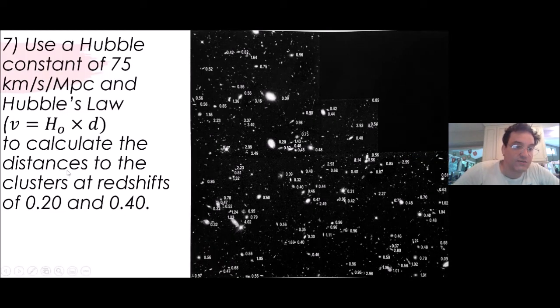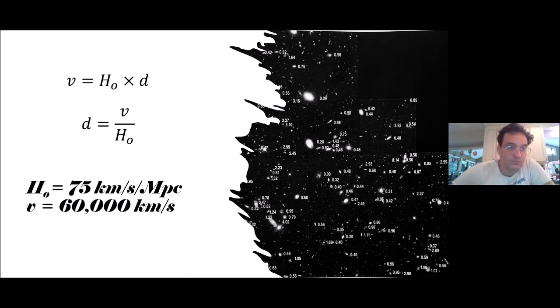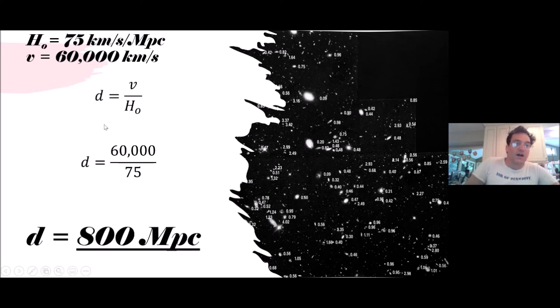The next part is to calculate the distances of the clusters for the redshifts of 0.2 and 0.4. Again, I'll do 0.2 and you do 0.4. The Hubble constant is 75 kilometers per second per megaparsec. Mega meaning million parsecs. So that H goes up here, and the velocity goes in here. To figure out the distance, we take our velocity and divide it by the Hubble constant. Plugging in our values, we get 60,000 divided by 75, and when I calculate it, that got me 800 megaparsecs.